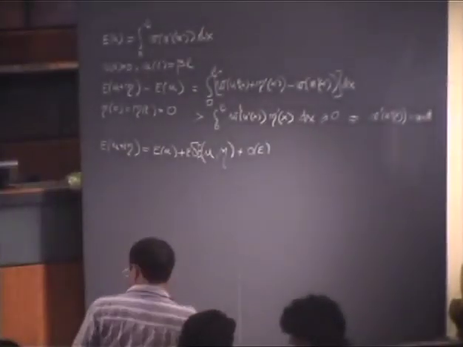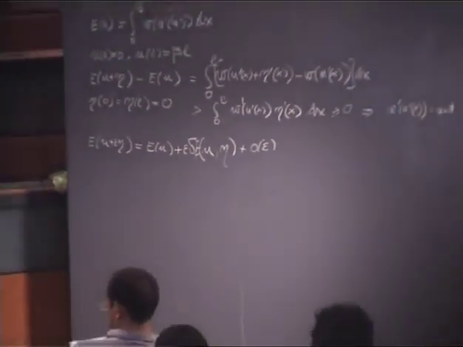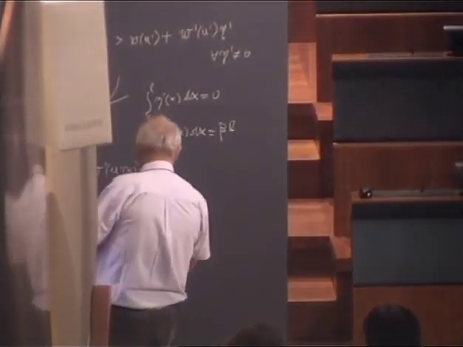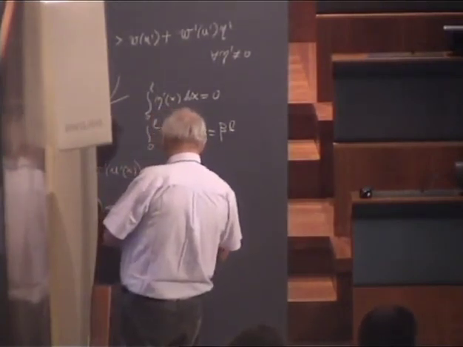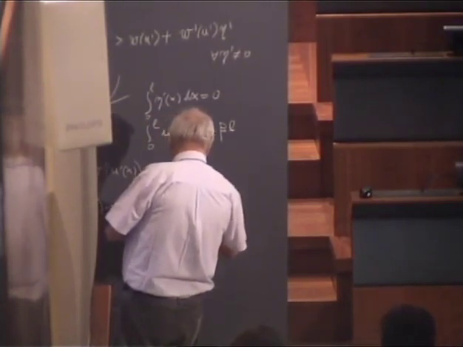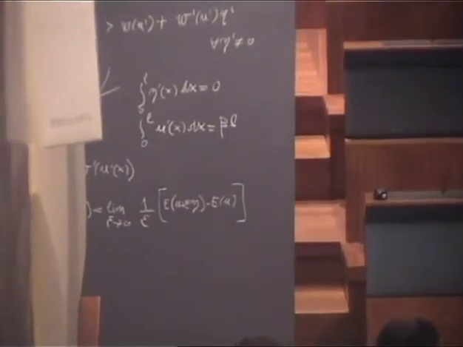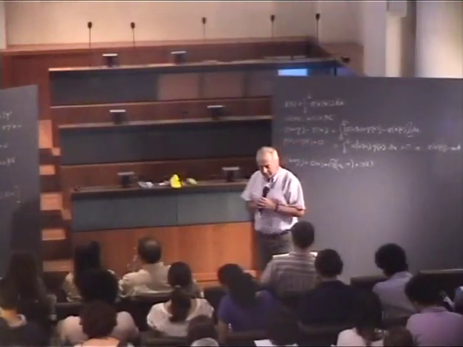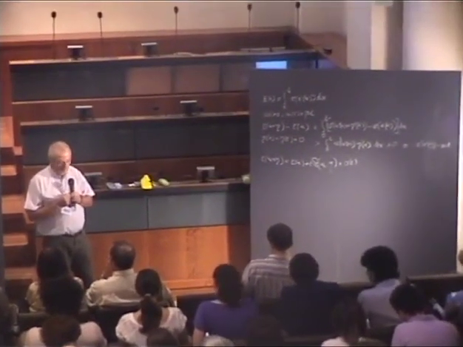And this first variation is defined to be, as you can deduce from there, the limit when epsilon goes to zero of one over epsilon times the energy of u plus epsilon eta minus the energy of u. Okay, if you take this difference and divide it by epsilon, you get this plus O of epsilon divided by epsilon. When you take the limit, this disappears. But this is exactly the first variation. So this is a necessary condition for a minimum, not sufficient in general.